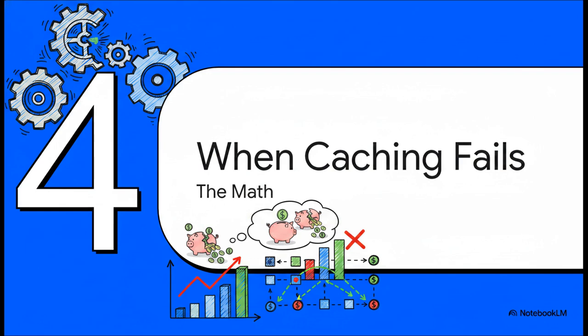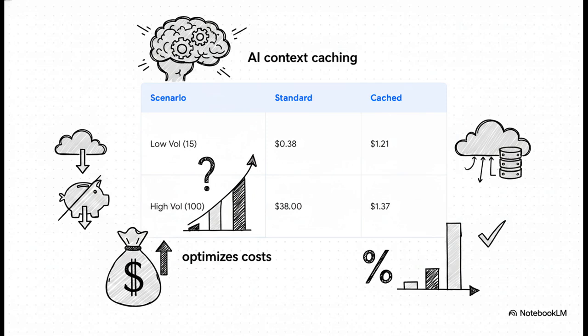All right, Section 4: when caching fails. Let's look at the actual math. We are going to ditch the hypotheticals entirely here. Let's look at the concrete math of a 50,000 token context. And this is based on real-world data from the developer community.